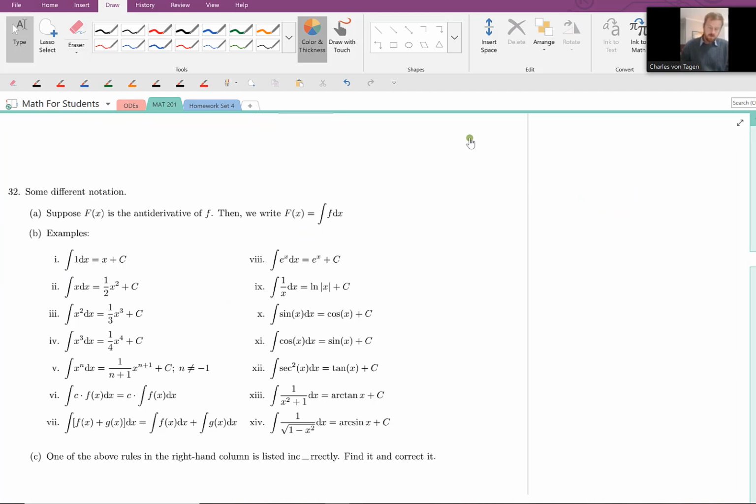So folks, let's look at number 32, the last question on here, and it's here that we introduce some new notation. Really, it's just new notation. There's no new concept here. It's just rather than writing capital F of x as the antiderivative of an expression, we're going to write the antiderivative of little f of x.